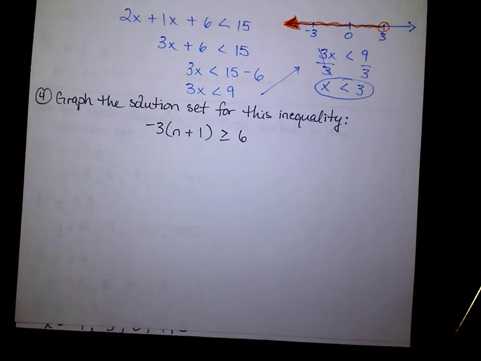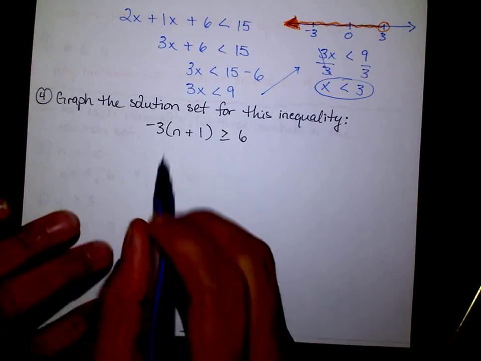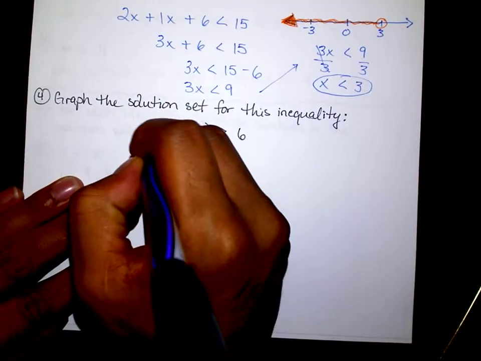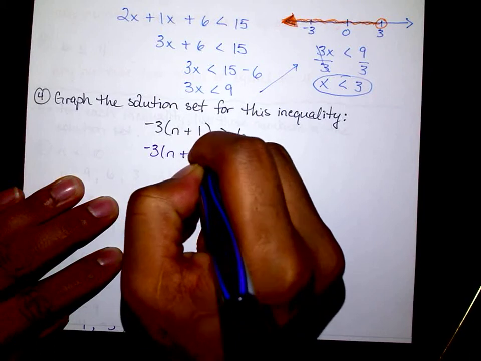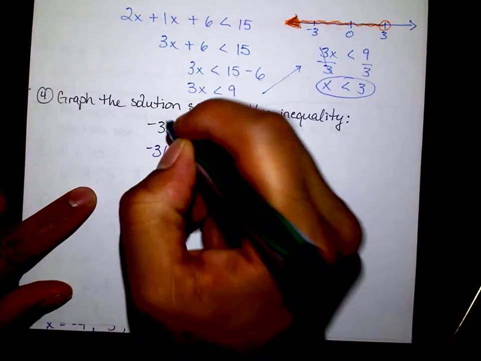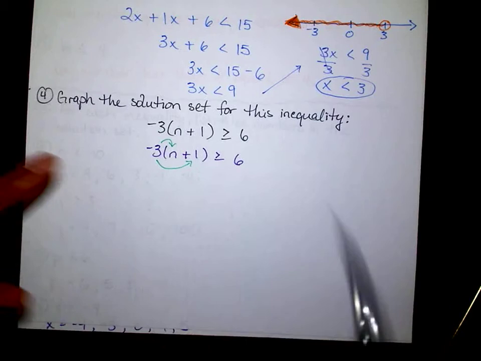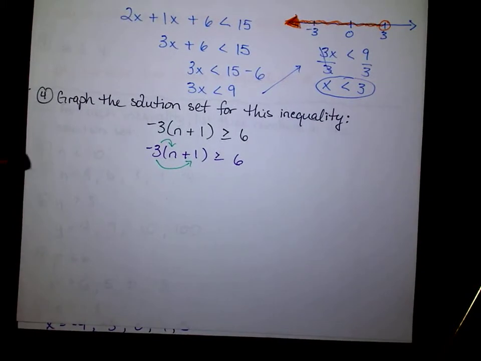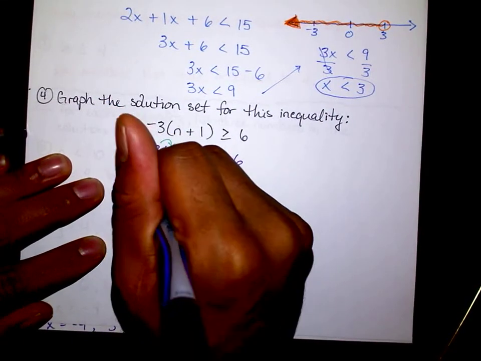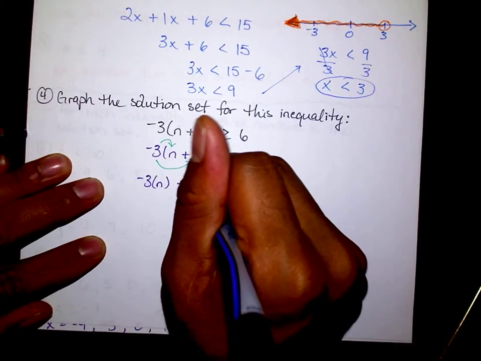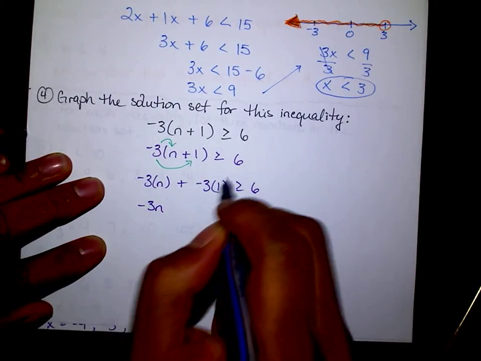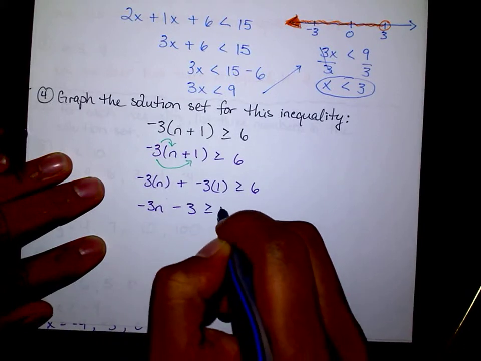It says graph the solution set for this inequality. Negative 3 times n plus 1 is greater than or equal to 6. Want to rewrite it first. Now, once again, we have to distribute here, so I'm going to show that I'm distributing. Negative 3 times n and negative 3 times positive 1. So, negative 3 times n plus negative 3 times 1 greater than or equal to 6. Simplify that. Negative 3n minus 3 greater than or equal to 6.